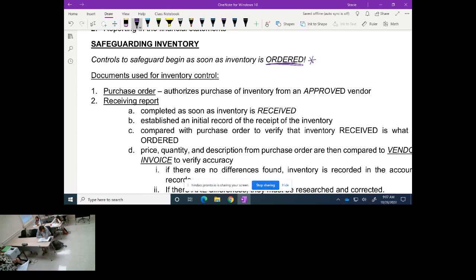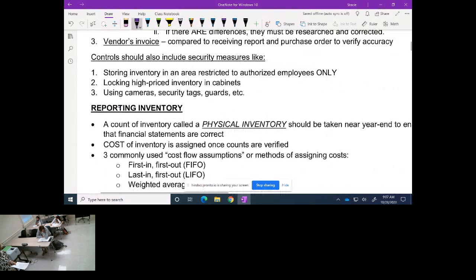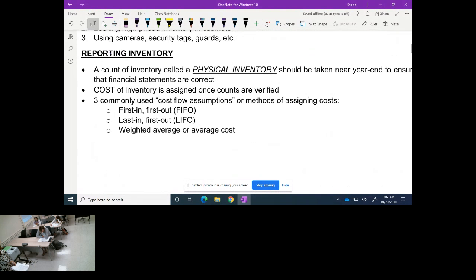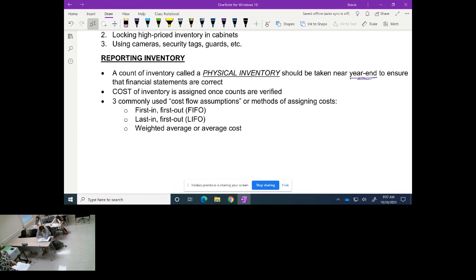Okay, so reporting inventory. A count of inventory called the physical inventory should be taken near the end of the year, because you want to make sure that you're reporting the correct amount on the financial statements, because there can be some pretty large swings in your inventory amounts.